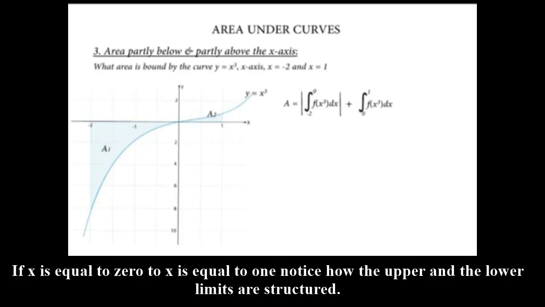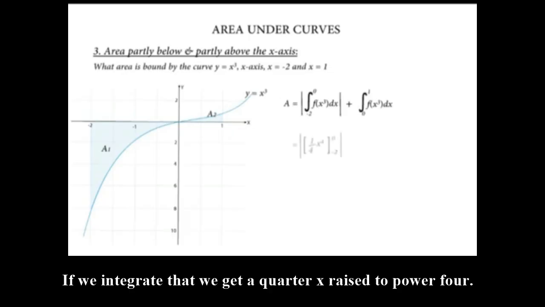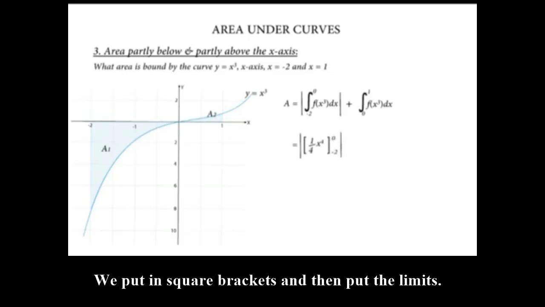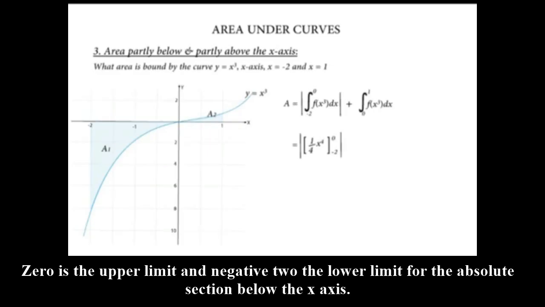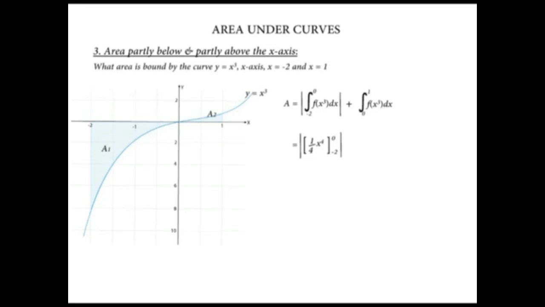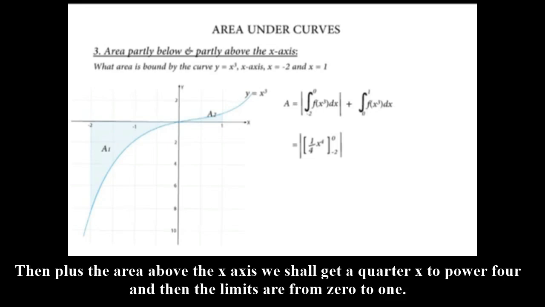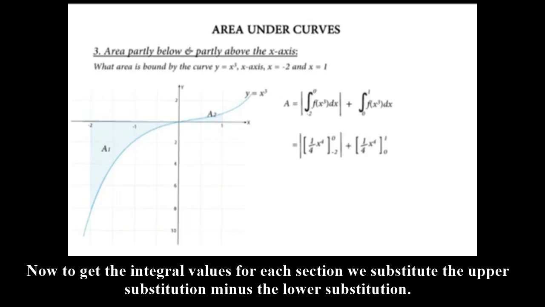Notice how the upper and the lower limits are structured. If we integrate that, we get a quarter x raised to power 4. We put in square brackets and then put the limits: 0 is the upper limit and -2 the lower limit for the absolute section below the x-axis. Then plus the area above the x-axis, we shall get a quarter x to power 4 and then the limits are from 0 to 1. Now to get the integral values for each section, we substitute the upper substitution minus the lower substitution.